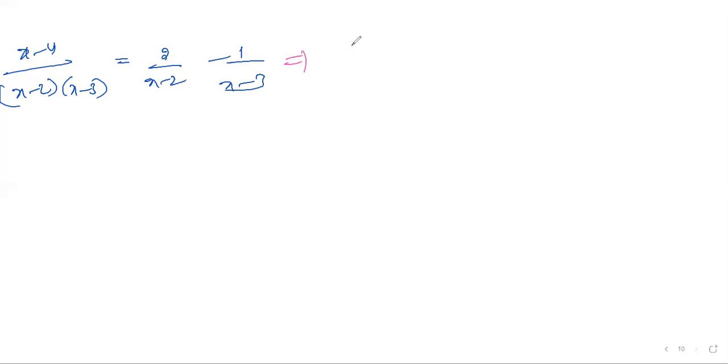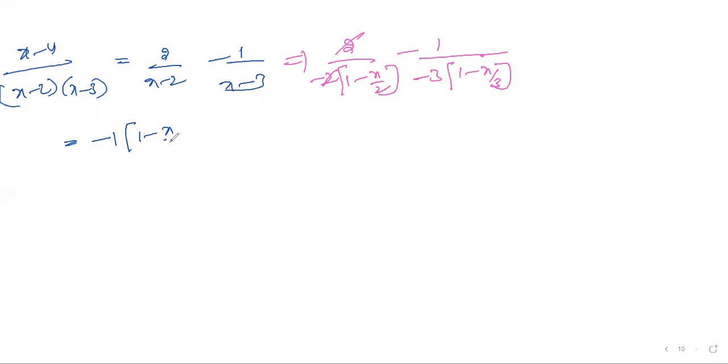So what can you do? You can take minus 2 common, so 1 minus x by 2 will come. Here take minus 3 common, and you get 1 minus x by 3. The 2 cancels. After simplification, you get minus 1 into 1 minus x by 2 whole power inverse. Minus minus cancels and becomes plus, so directly 1 by 3, 1 minus x by 3 whole power minus 1. Till this any problem? Any doubt?